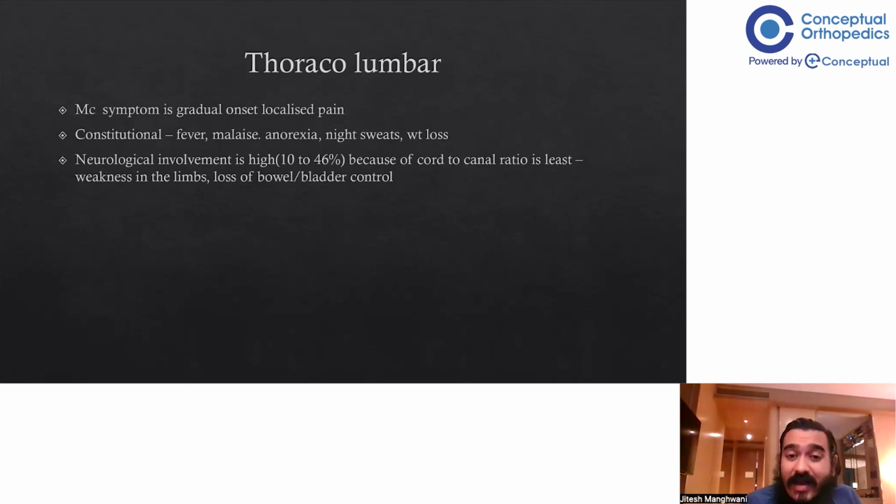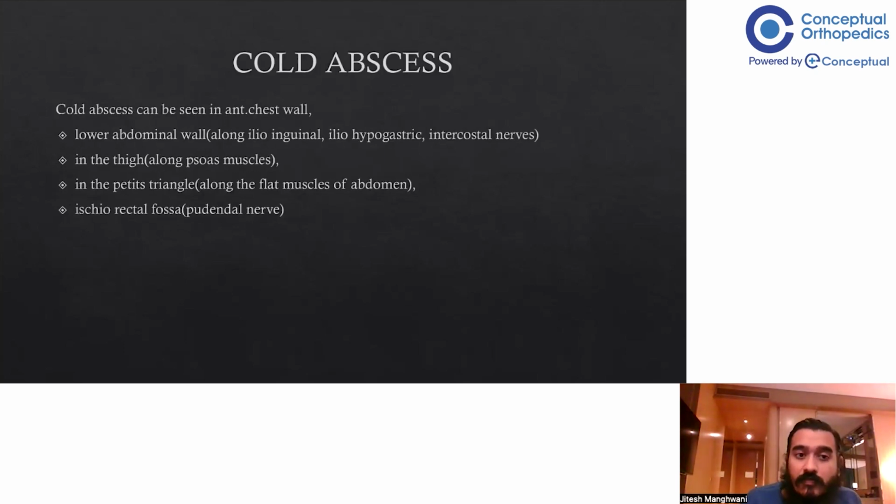Neurological involvement is high. 10 to 46% of the cases have deficit because cord to canal ratio is the least. Weakness in the limbs would be seen with loss of bladder and bowel control. So neurological involvement becomes high because if this is the canal, 80% of that would be occupied by the spinal cord, and this causes the weakness in the limbs. Cold abscesses can be seen in the anterior chest wall. They may be seen in the lower abdominal wall, in the thigh, in the Petit's triangle, in the ischiorectal fossa.